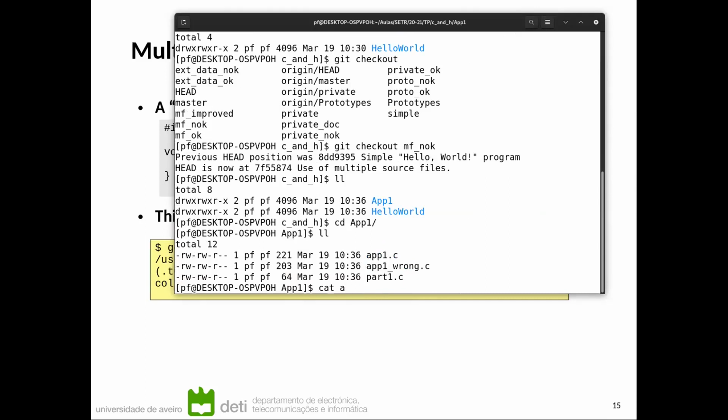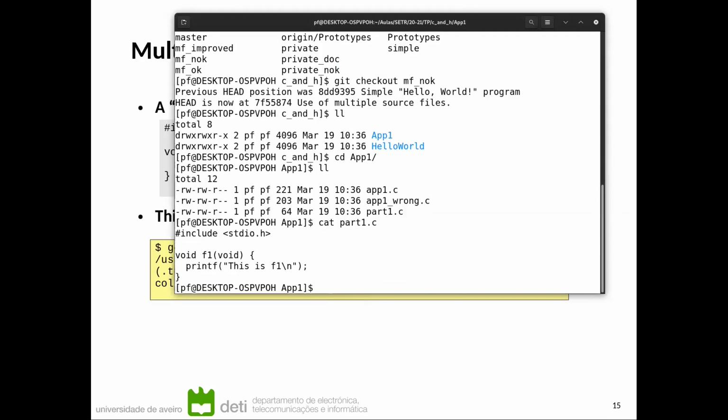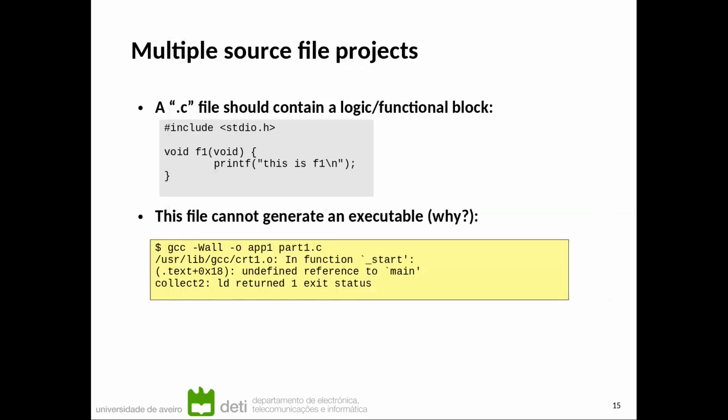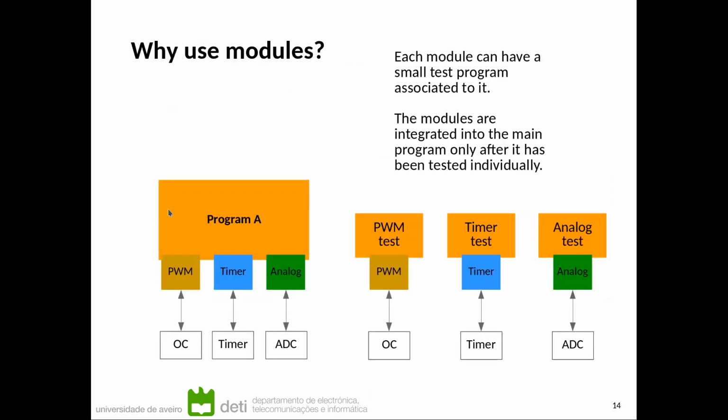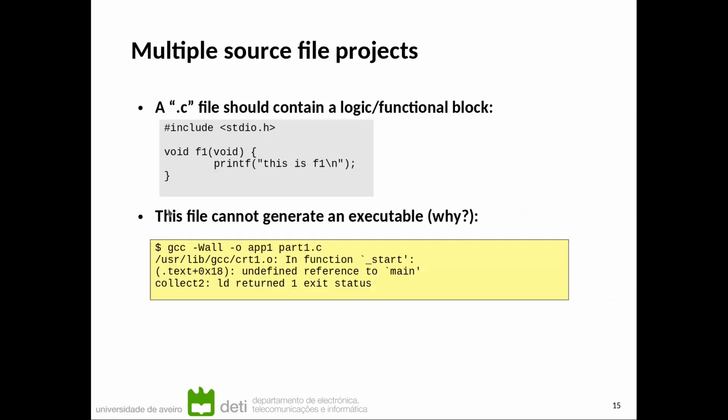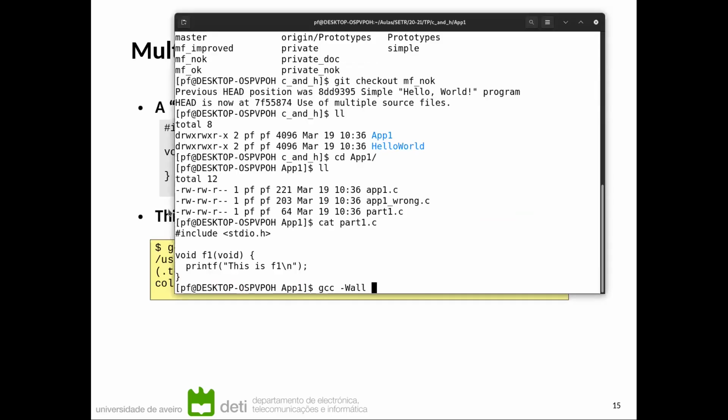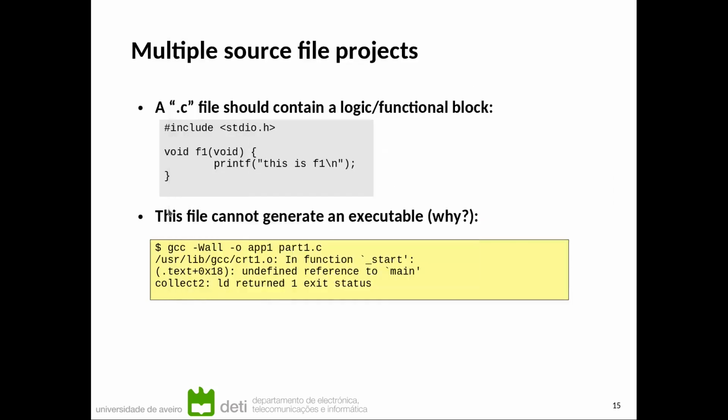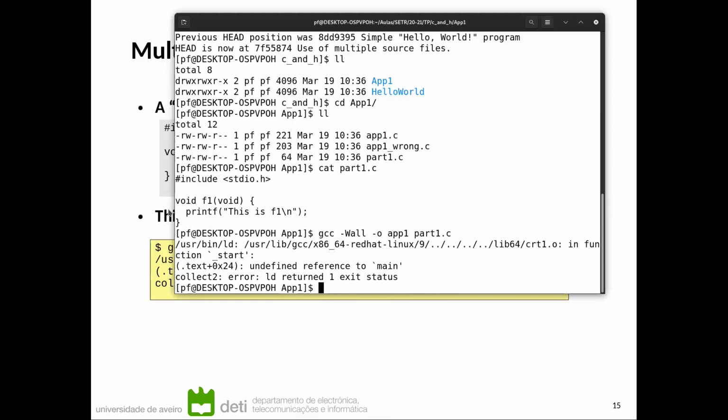and I have here the file part1.c, the one you see here. If I try to compile using the command there, gcc, it will issue an error. Why? Because every C program requires a main function. That's where the program execution starts.